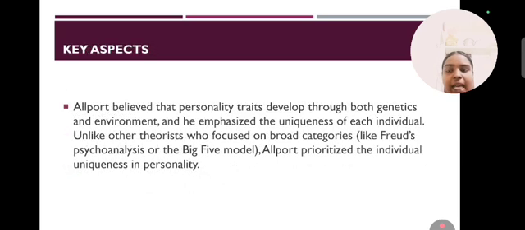Key aspect. Allport believed that personality traits develop through both genetics and environment, and he emphasized the uniqueness of each individual. Unlike other theorists who focused on broad categories, like Freud's psychoanalysis or the Big Five model, Allport prioritized individual uniqueness in personality.